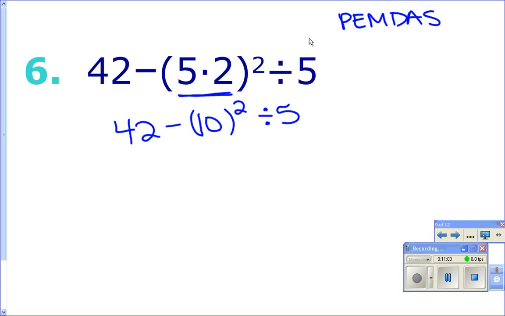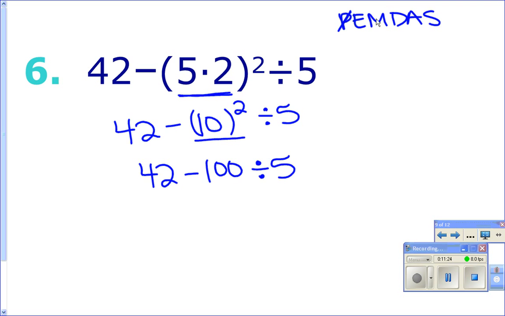Okay. Next step, our parentheses are gone because everything is worked out inside the parentheses. So now we have 10 to the second power. We know that that means 10 times 10. What is 10 times 10? We get 100. Bring everything down.